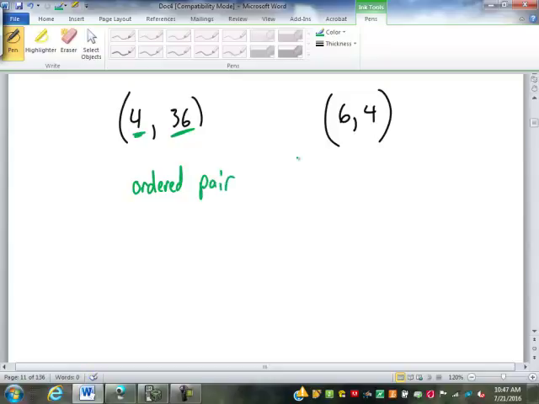Like I said, each number has a meaning, but they have more meaning when linked together. And the order that they're linked matters. I mean, 6, 4 has a very different meaning than if I put 4, 6 up here. At 6 years, you get 4 days of personal time. That's very different than at 4 years, you get 6 days of personal time. This one's a much better deal. So the order matters. That's why it's called an ordered pair.